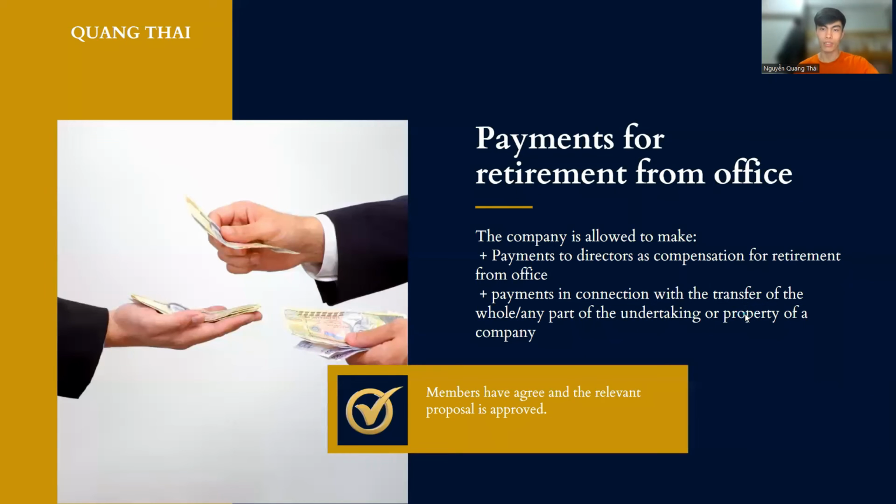Next is the payments for retirement from office. So the company is allowed to make payments to directors as compensation for retirement from office, and payments in connection with the transfer of the whole or any part of the undertaking or property of a company, only if the members of the company agree to and the relevant proposal is approved.